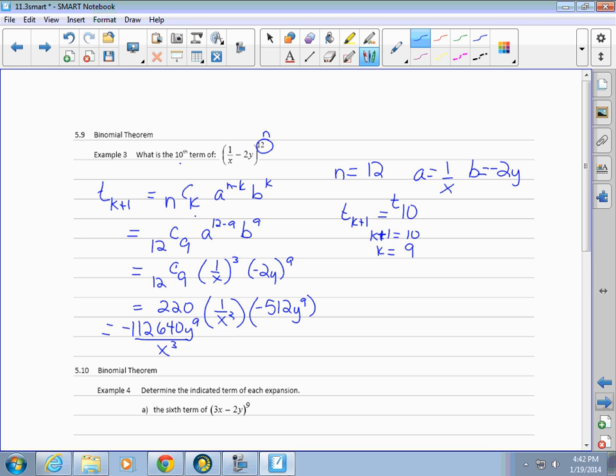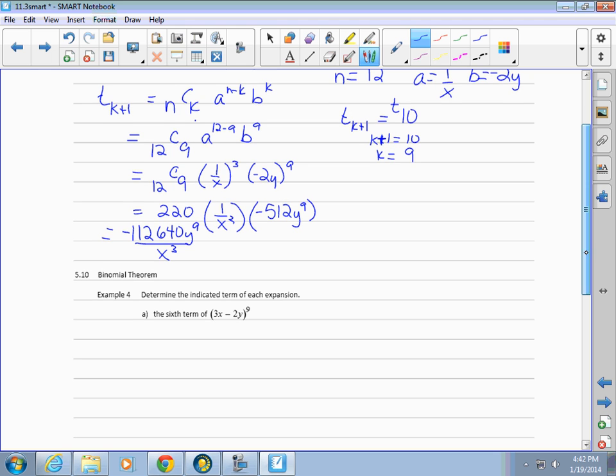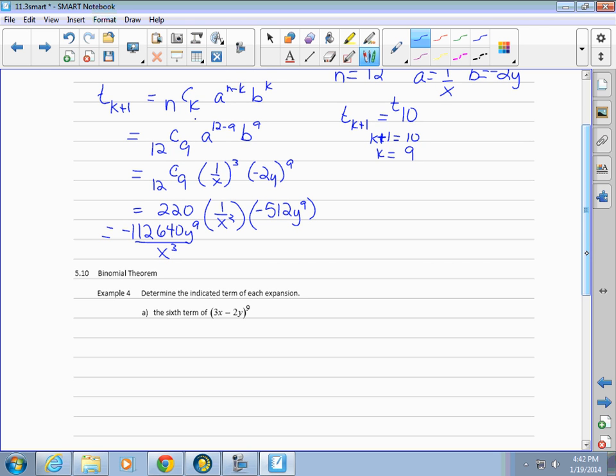Okay, let's try one more. So the 6th term of (3x minus 2y) to the 9. So my t(k+1) here, I'm finding the 6th term. So my k value is equal to 6 minus 1, so that equals 5. My n is equal to 9, my a is 3x, and my b is negative 2y.